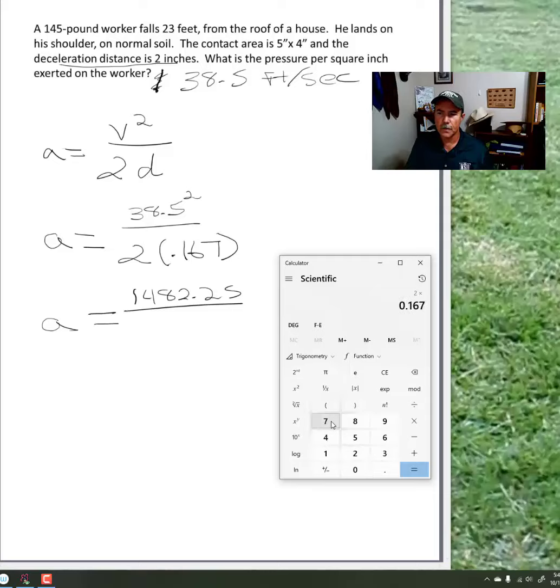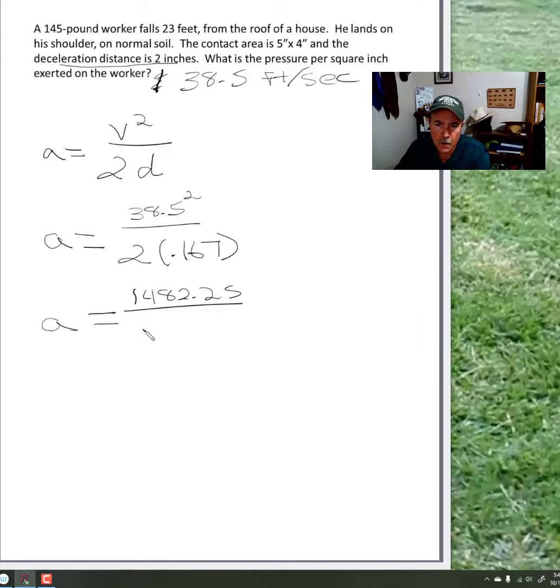Yeah, I paused there for a second. I thought my recorder had stopped recording. That happens occasionally, and that's very frustrating when it does happen. Okay, so 2 times 0.167 is 0.334. And I'm going to go ahead and round that to 0.33 at this point. Now all we have is a division. We need to divide 1482.25 divided by 0.33. That's going to give us our rate of deceleration.